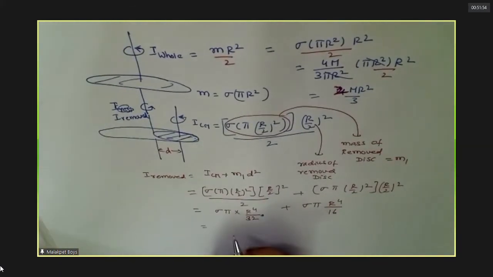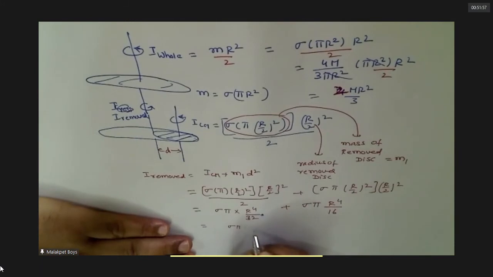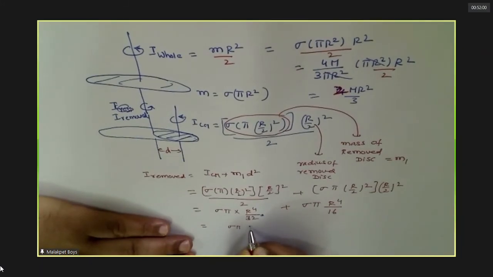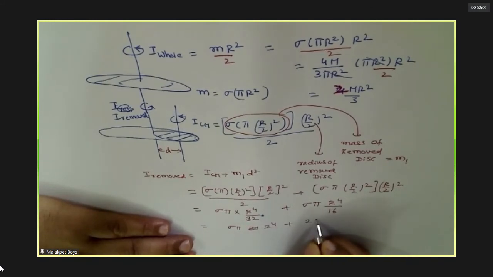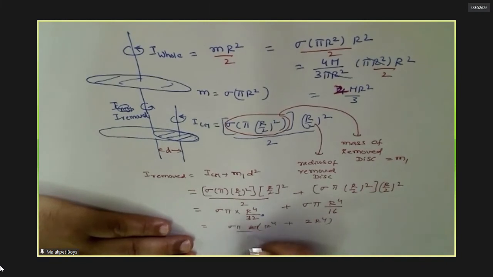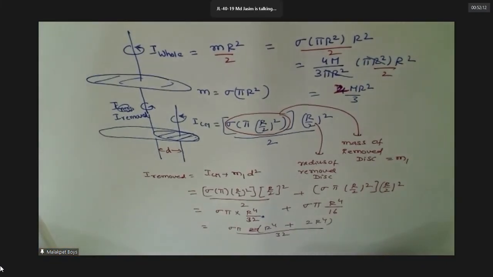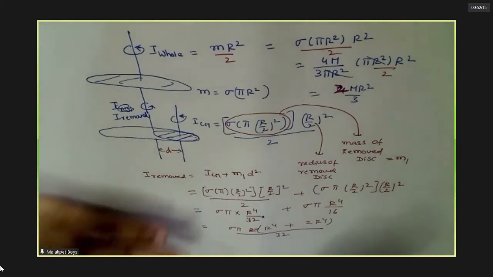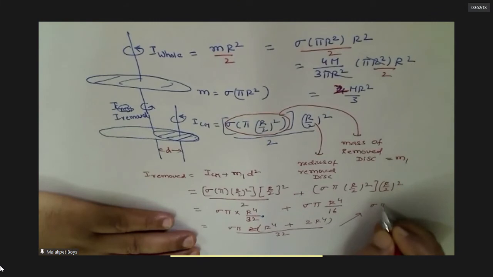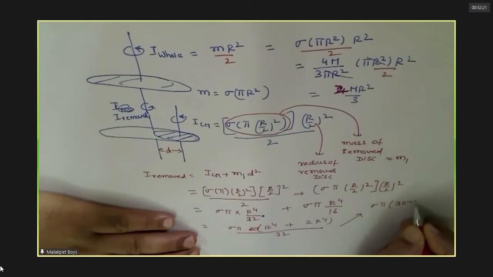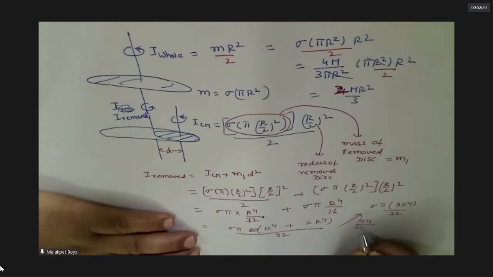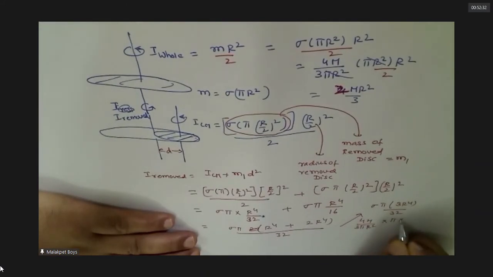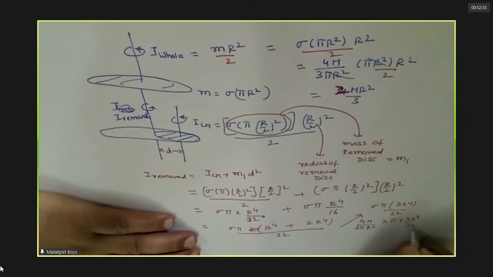So this comes to how much? Sigma pi, if you take LCM, r power 4 by 32, plus 2 r power 4. Do you agree with this? Yes, sir. Any doubt? No doubt, sir. So this is sigma pi 3 r power 4 by 32. What is sigma, you already know? 4m by 3 pi r square. Into 3 r power 4 by 32.